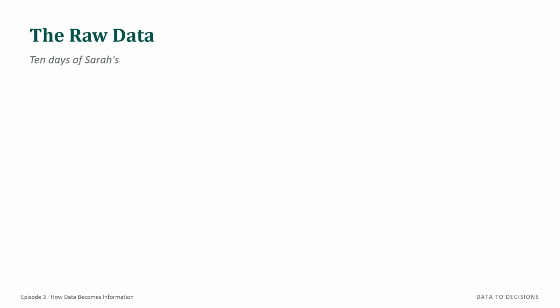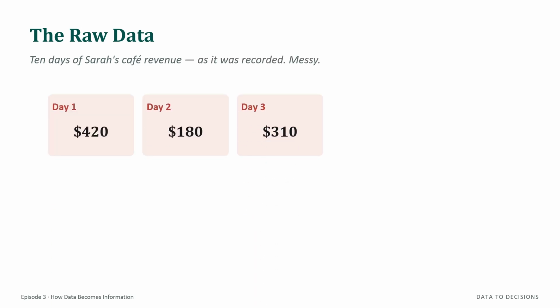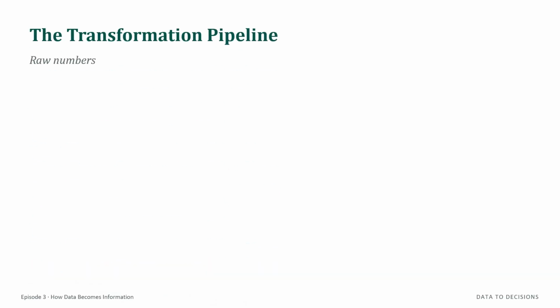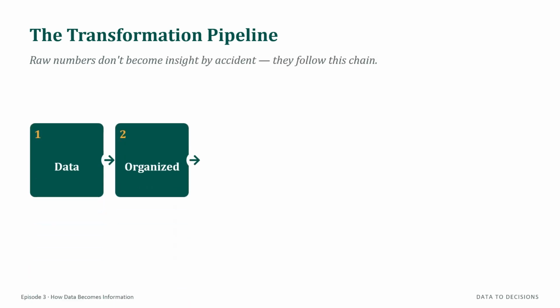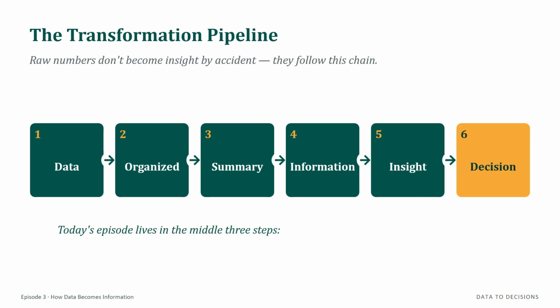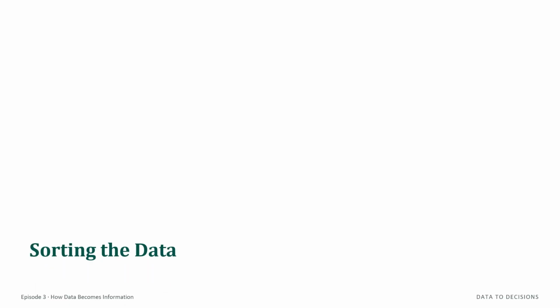Here's 10 days of Sarah's cafe revenue, exactly as it was recorded: 420, 180, 310, 95, 275, and so on. This is unsorted. It's in the order the sales happened, not the order that helps us understand anything. Raw numbers don't become insight by accident. They follow a chain: data, organized data, summary, information, insight, decision. Today, we live in the middle of that chain, organizing, summarizing, and turning raw numbers into real information.